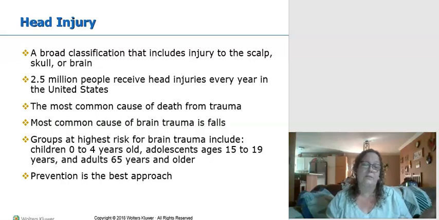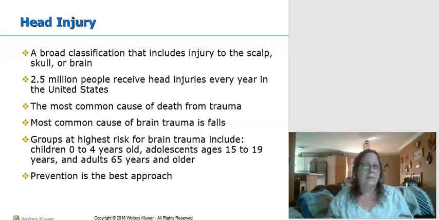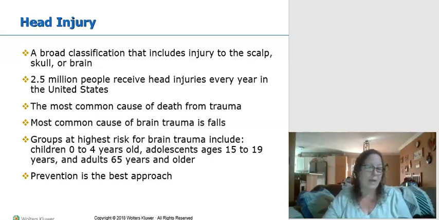And that has to do, you guys just finished up your peds, so you remember their head's a little bigger. Coordination's an issue, so they tend to fall head first. Adolescents, 15 to 19 years old, mostly due to risk-taking factors, and adults, 65 and older. So remember all the changes that happen as we get older, sensory perception issues, that sort of stuff. And the best approach to head injuries is prevention, obviously.